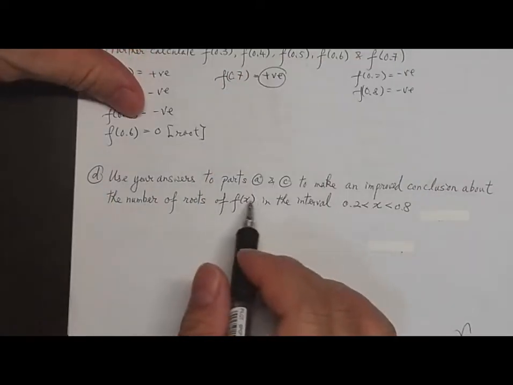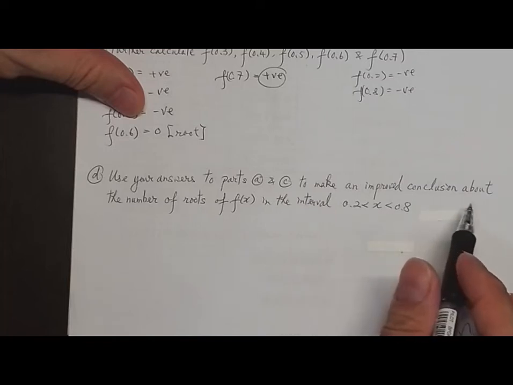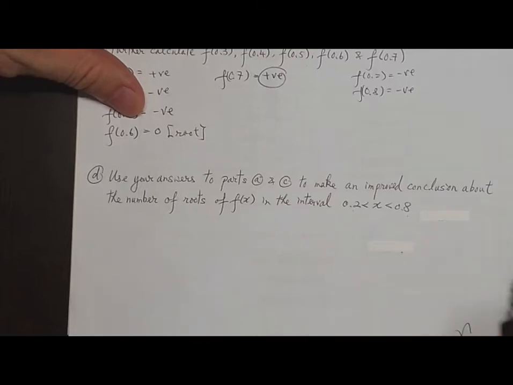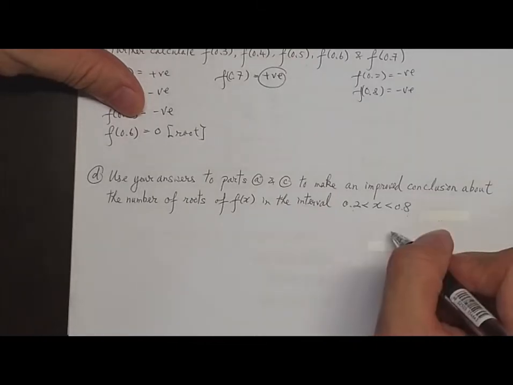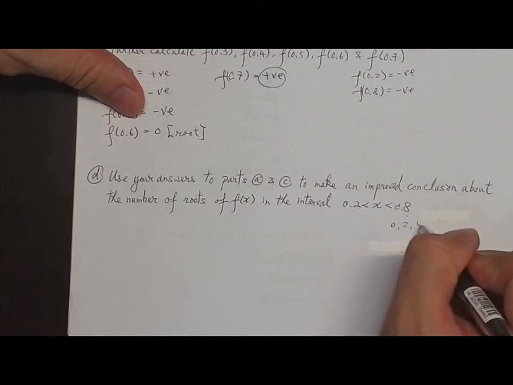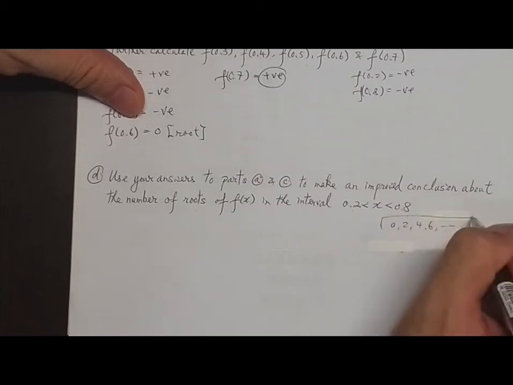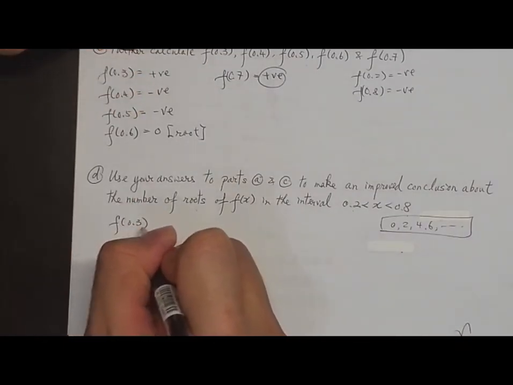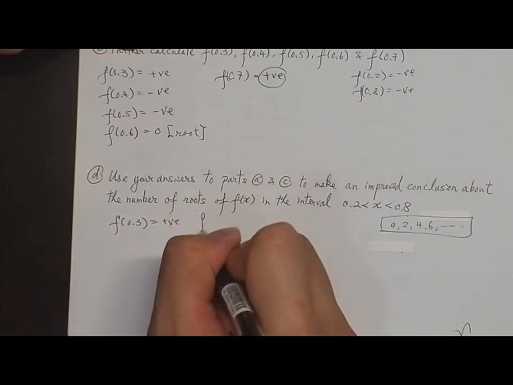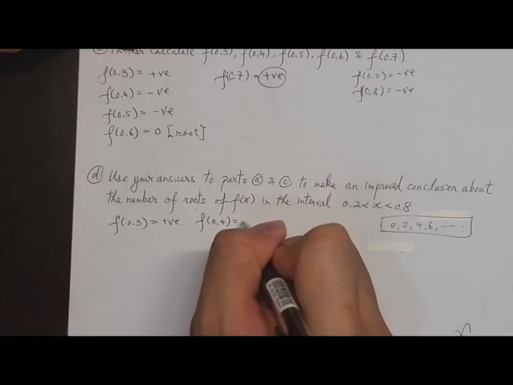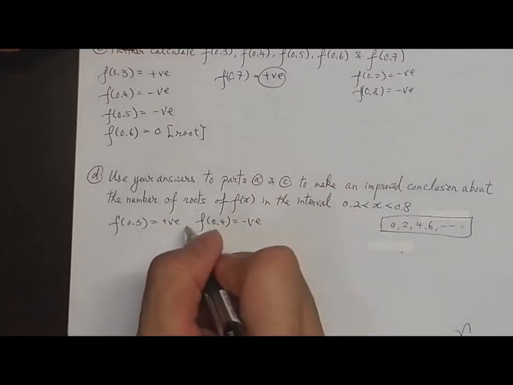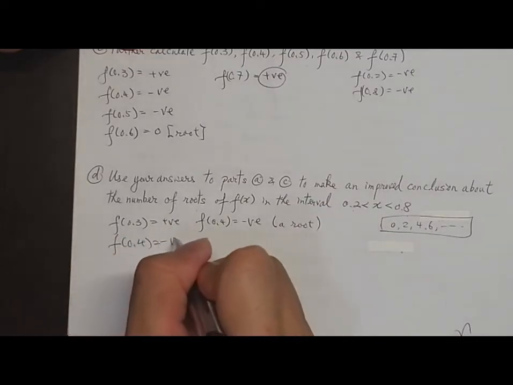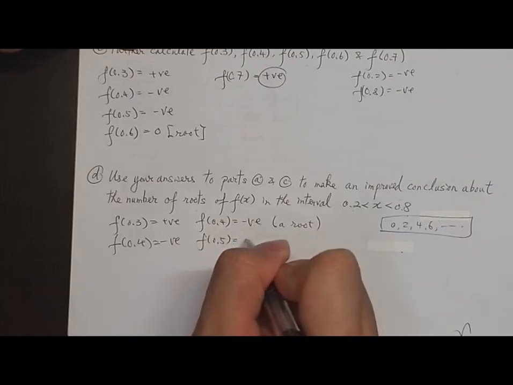In part D, use your answer of part A and part C to make an improved conclusion about the number of roots of f(x) in the interval 0.2 to 0.8. From part A, we know that we have 0, 2, 4, or 6 roots, an even number of roots. And from part C, we know that f(0.3) is positive and f(0.4) is negative, so there is a root between them. And f(0.4) is negative, f(0.5) is negative.